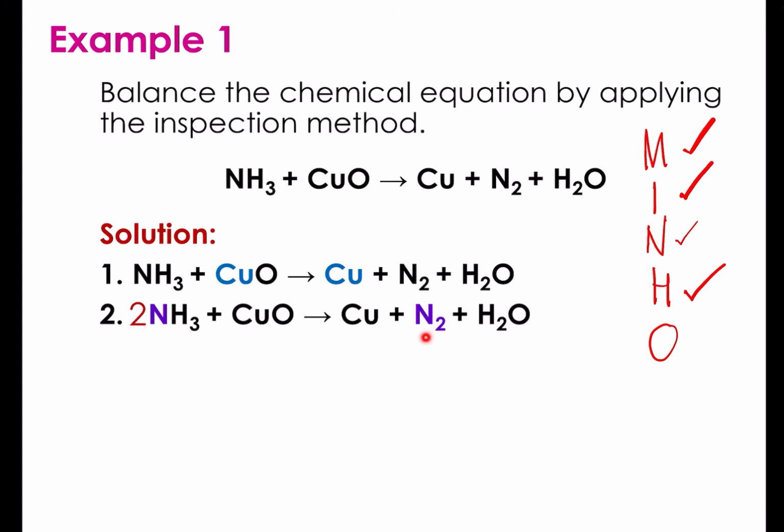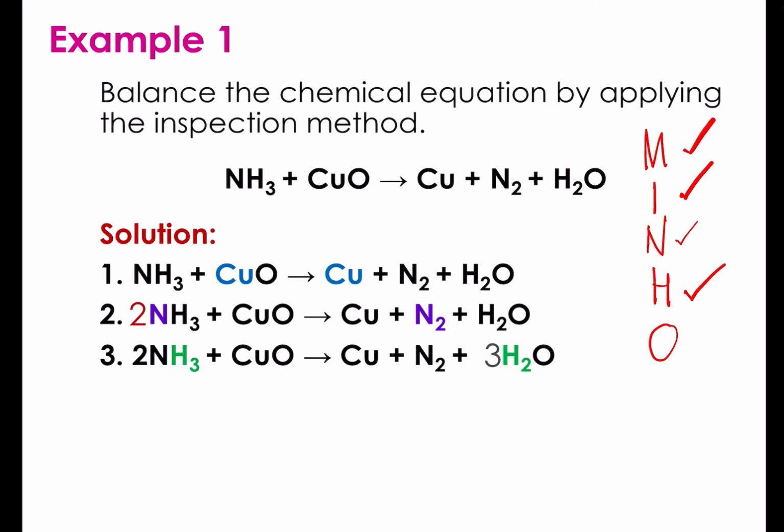And my hydrogen here is 6. And then my hydrogen here is 2. So what I'm going to do, saya akan pastikan saya darab dengan something untuk dapatkan nilai yang sama iaitu 6. So 2 darab 3 untuk dapatkan 6. So what I'm going to do, saya akan tambah koefisien 3 in front of H2O. So I will have it like this.